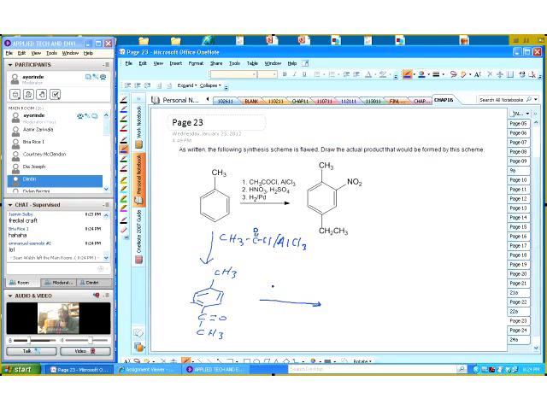Okay, so step 2. What do we have in step 2? What kind of reagent is this? What does it do? Nitration, okay, excellent. So what do we expect as the product? Okay, nitro group, good.